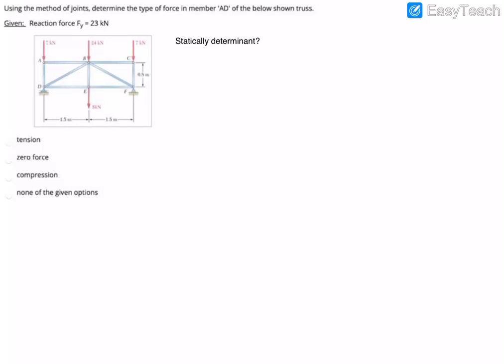Typically, I start off this kind of problem by asking myself, is this statically determinate? And the formula for finding if it's statically determinate would be 2J is equal to M plus R. And J would be the number of joints, so we'd have 2 times, and we have 1, 2, 3, 4, 5, and 6. So it'd be 2 times 6.